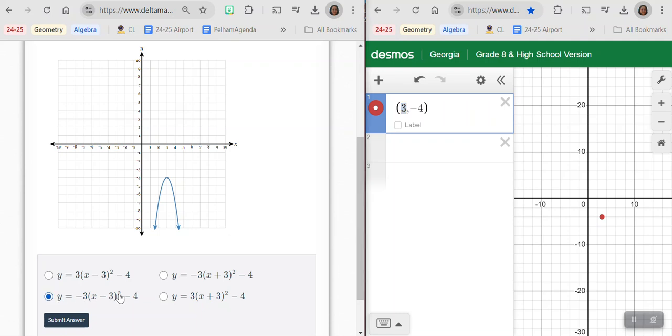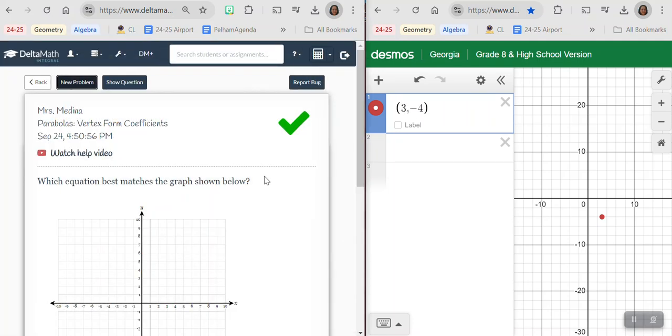X minus 3 squared, because we know it's going to be one of these two negative ones. Either this one or that one. And it's -4. We keep the sign of the second one. So change the first, keep the second one. There you go. So then that one should be the answer. Hope you're listening.